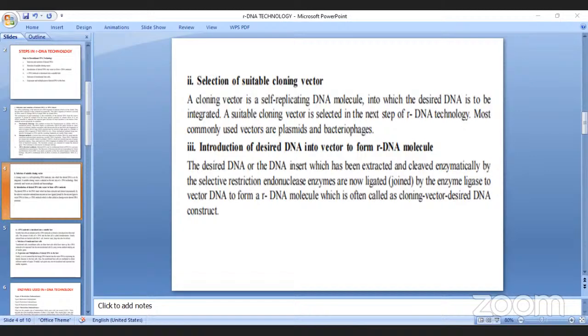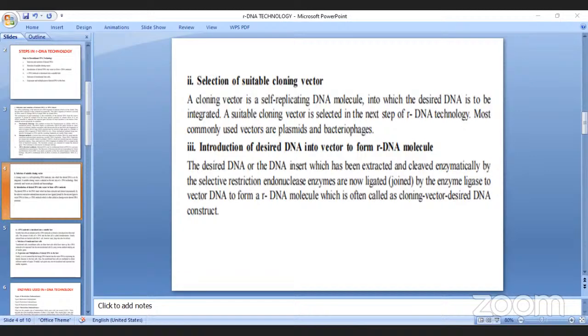Usually the selected hosts are bacterial cells like E. coli, yeast, and fungi may also be utilized. These all act as suitable hosts because E. coli bacteria or fungi can self-replicate and replicate rapidly within a short span of time, right?